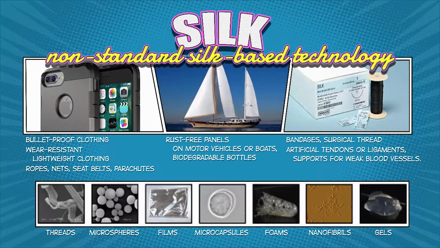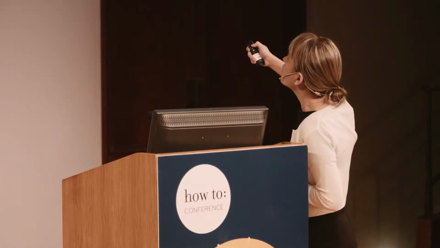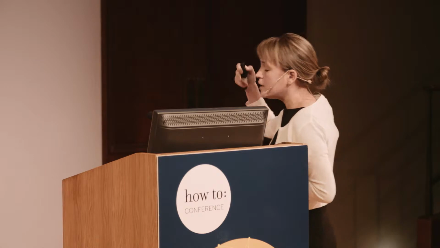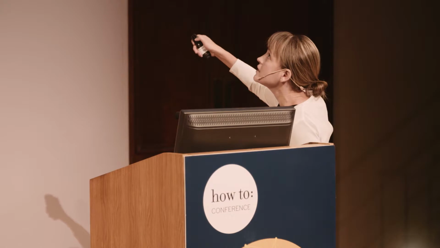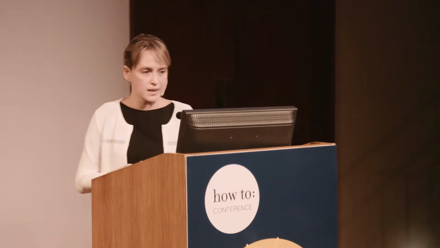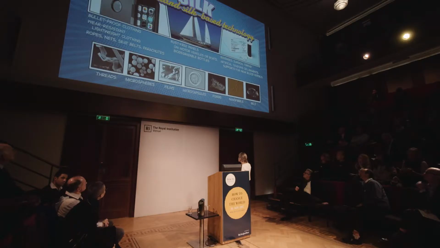Silk protein has exceptional mechanical properties, the silk fibers, and it is also used as an additive to improve the mechanical properties of existing materials. For example, we are using silk to improve the mechanical properties of rust-free panels in boats, or we are also using silk to improve the mechanical properties of a protective case for our iPhone 7 Plus phone. Silk is also used in nanotechnological applications, whether it has been converted into threads, microspheres, films, microcapsules, foams.